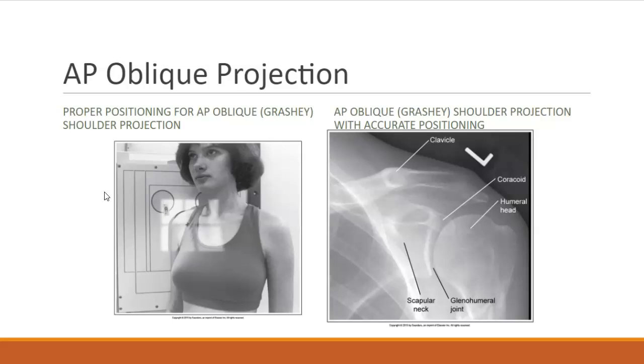The glenohumeral joint is at the center of the exposure field. The glenoid cavity, humeral head, coracoid and acromion processes, and lateral clavicle are all included within the exposure field.